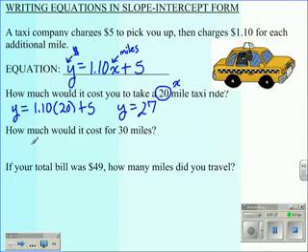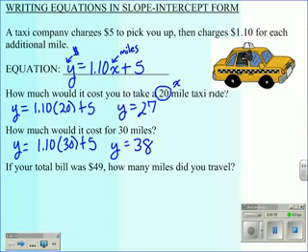How much would it cost for a 30-mile ride? Same thing, we're going to plug in 30 miles for x. So y equals $1.10 times 30 plus 5, which is $38.